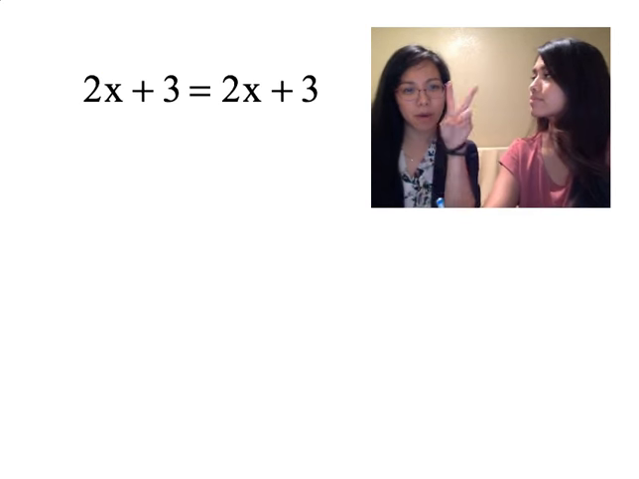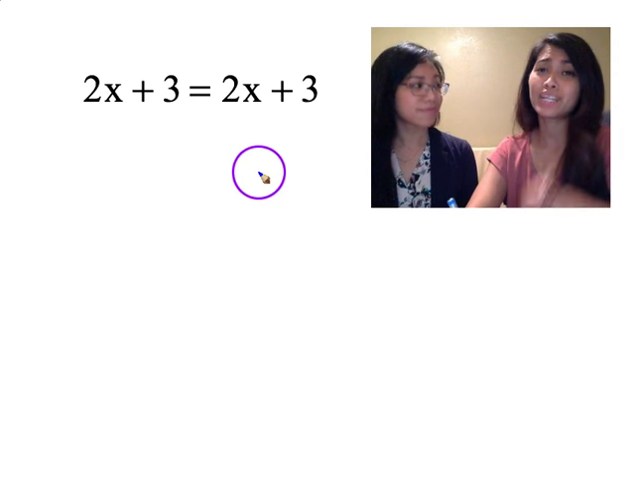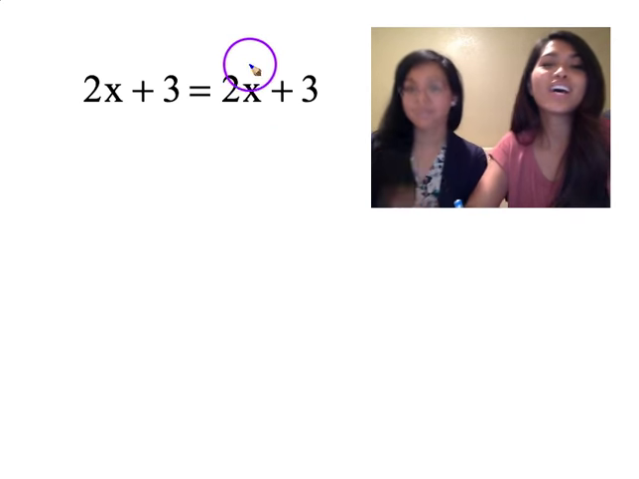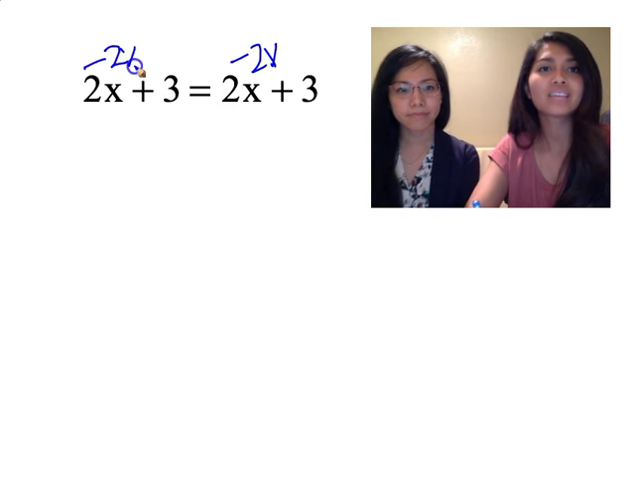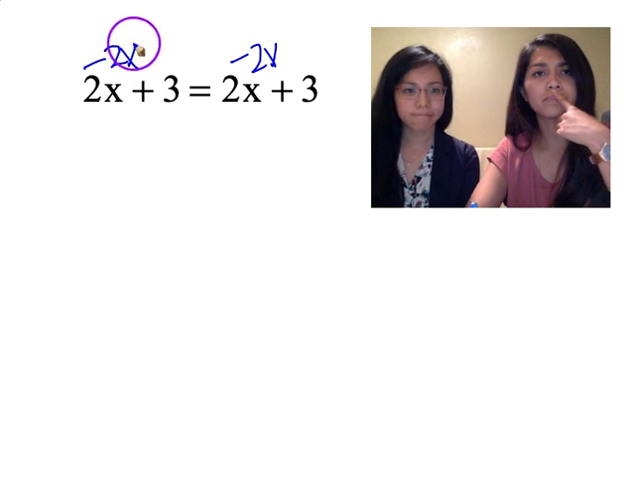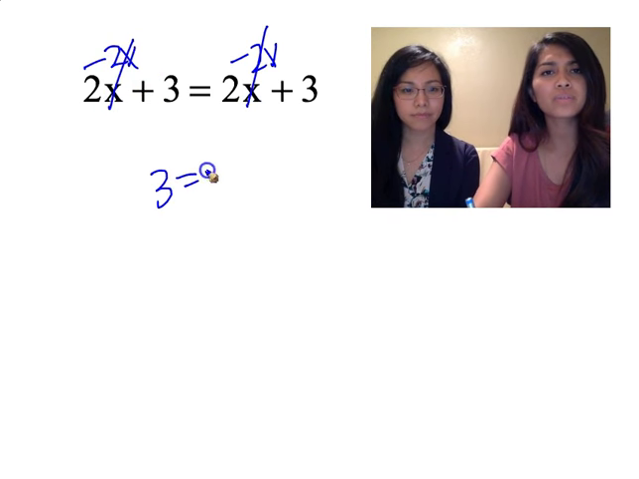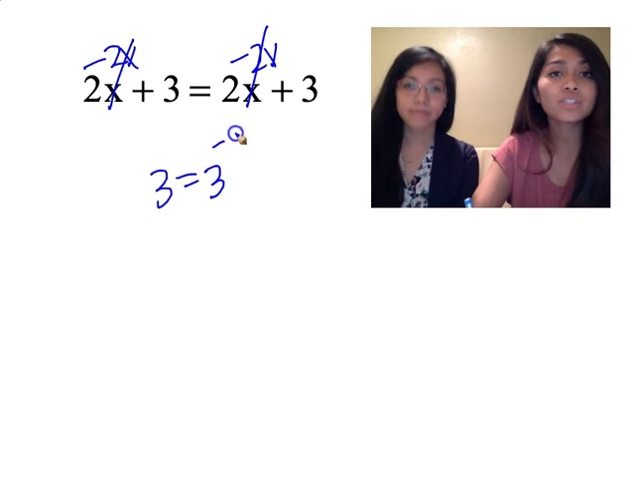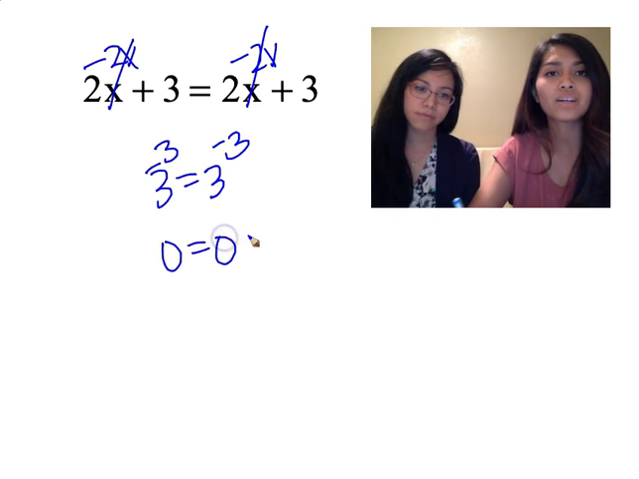Awesome. Problem number 2. Okay, so I'm really good at this part. I know to move it to the left. So I'm going to go ahead and subtract 2x from both sides, which leaves me, this cancels out and this cancels out. So that leaves me with 3 equals 3. So I'm going to go ahead and get rid of the constant. Okay. Again, I'm going to subtract 3 from both sides, and I'm going to get 0 equals 0.